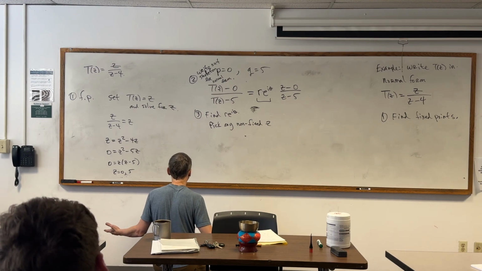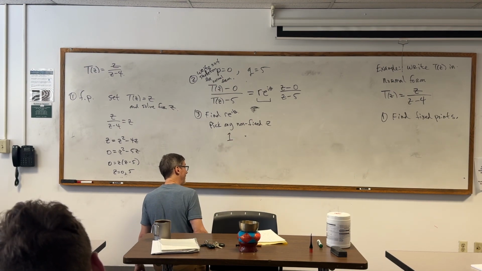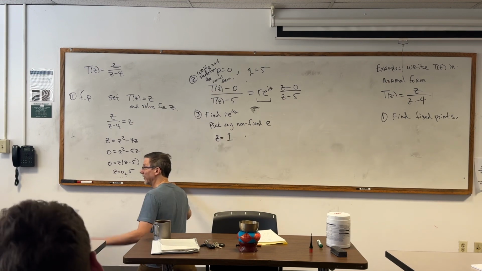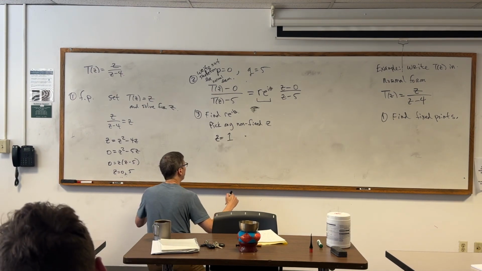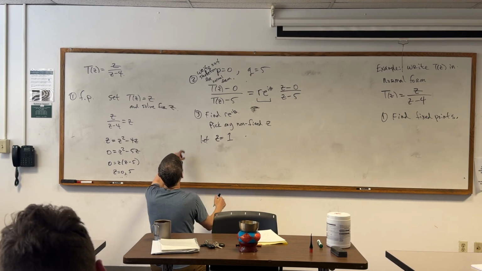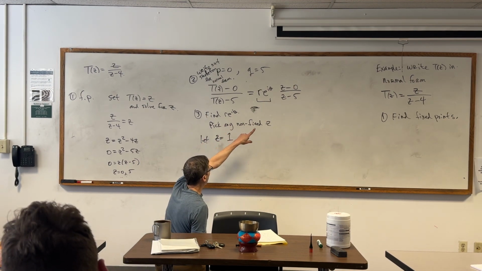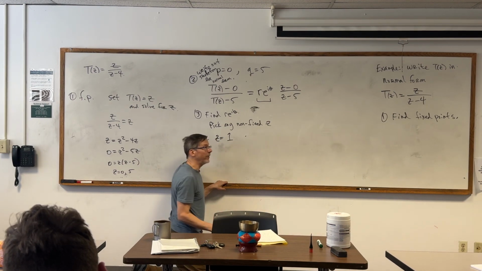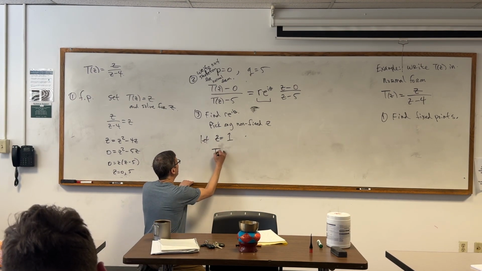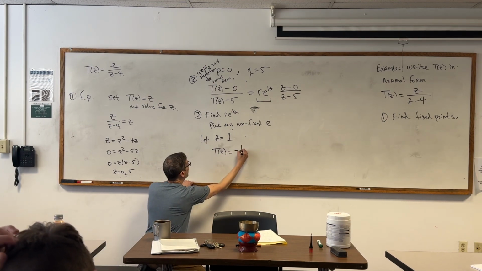Make your life simple. I'm not gonna pick 5, I'm not gonna pick 0, I've only got a gajillion other options, but damn, isn't 1 nice. When you can pick 1 or 0, do so. So I'm gonna let z equal 1, I just chose that. What is T of 1? Plug that z into the right side. Hey, take a minute and do this, please. Let's do this together. So T of z, what is T of z? Negative a third?